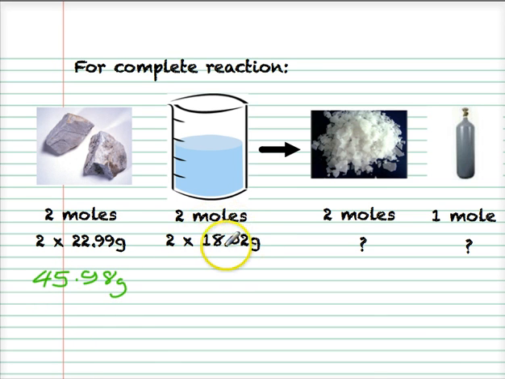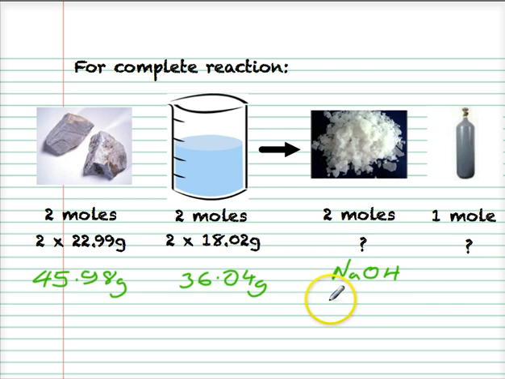We have the molar mass here of water, 18.02. 2 times that gives us the mass of 2 moles, 36.04 grams. This is sodium hydroxide. Now, sodium hydroxide, NaOH, 2 moles of that.